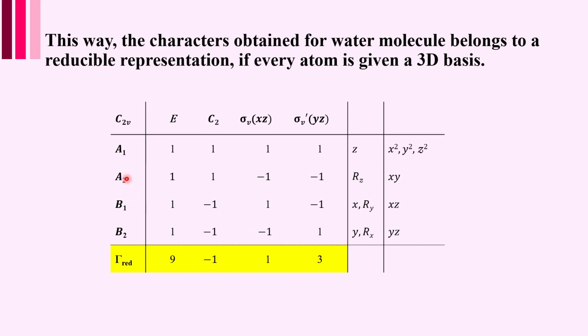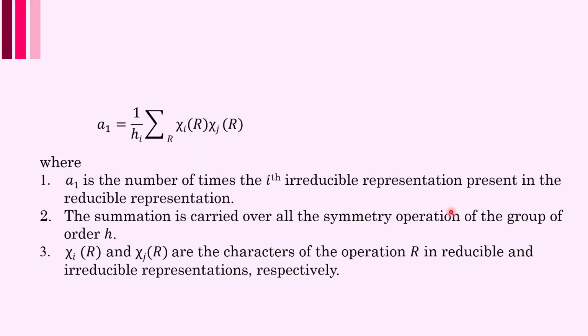Now, 9, -1, 1 and 3 are not the characters of any of the irreducible representations that have been mentioned here. So obviously, there should be a reducible representation taken as a basis for every atom to decompose in a 3D coordinate system. So the first task, our most important task, is to obtain the reducible representation. And once we are done with it, the next job would be to obtain the irreducible representations for the reducible representation. So with the standard reduction formula, it is going to be possible to show the reducible representation as the sum of irreducible representations. As you know, we have been using this formula many times.